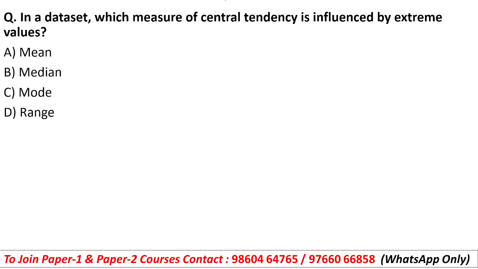Let's see the next question. In a data set, which measure of central tendency is influenced by extreme values? Suppose here values are 2, 5, 7 and 8, and if I change this to 8, the extreme values are changed, so the median or mode will not be affected. Range is not part of measures of central tendency, so this will not be there. The most affected measure will be the mean. So option number A, mean, will be the right answer for this question.